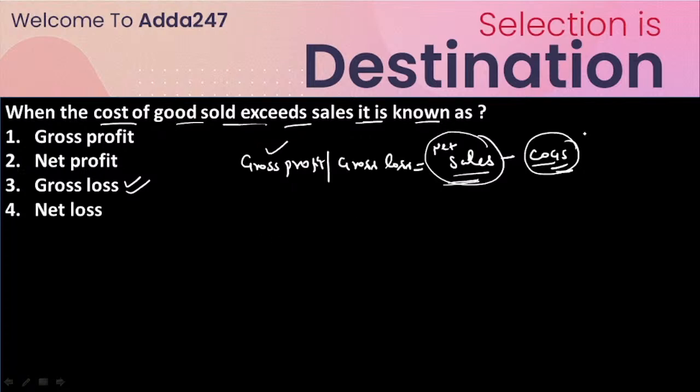So whenever the cost of goods sold exceeds the sales, it is known as a gross loss of a company. Okay, and if, in the opposite case, the question is when the cost of goods sold is lower than the sales, then it is known as a gross profit of the firm, or gross profit of an organization.